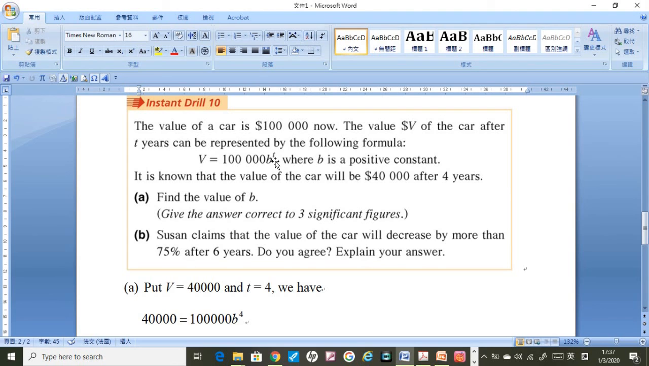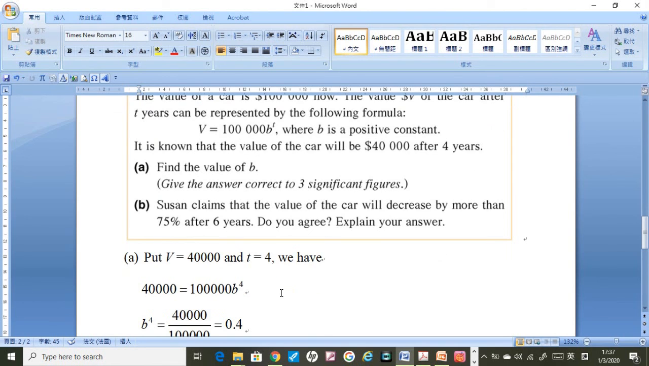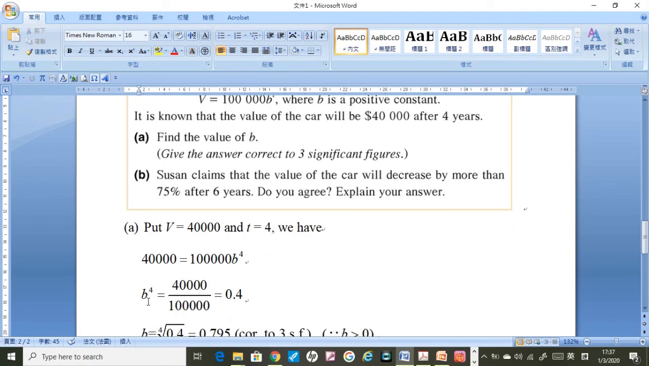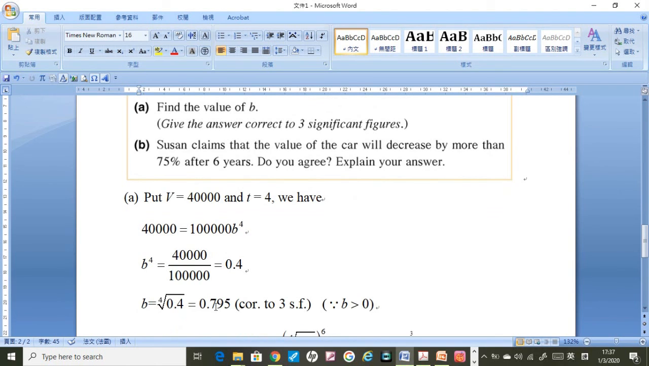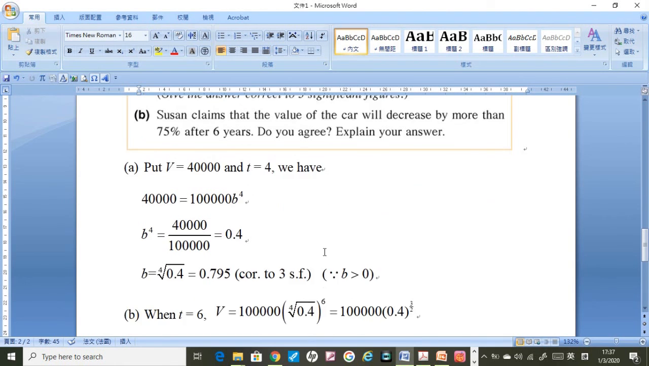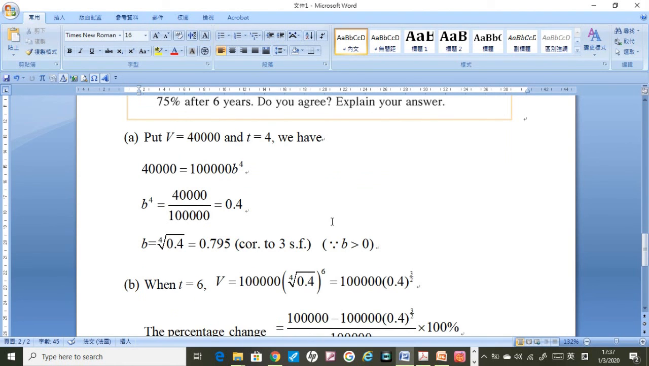So you directly write, putting t equal to 4 and V equal to 40,000 in part A, and we get the formula 40,000 is equal to 100,000 b to the power 4. And then b to the power 4 becomes equal to 0.4. So you take the fourth root of 0.4, we get 0.795. You can use this value for further calculation, but you may not want to. Try to use this exact value.